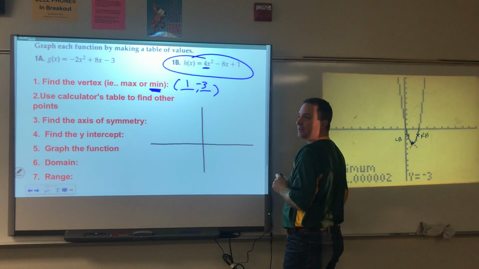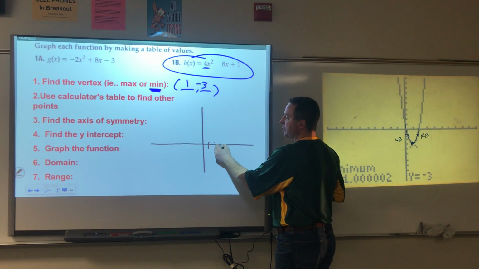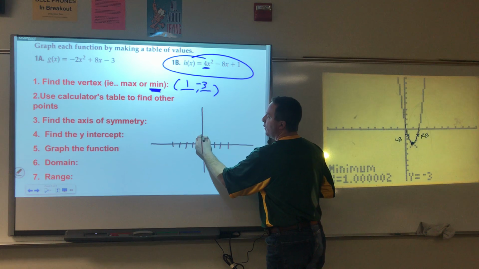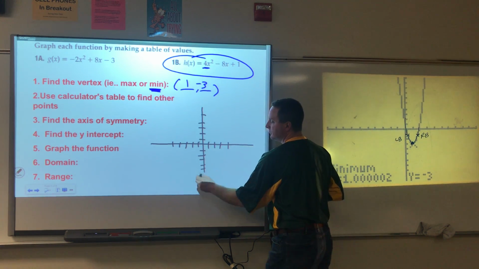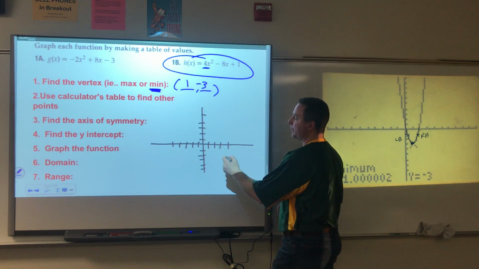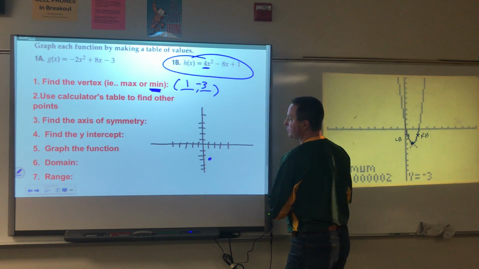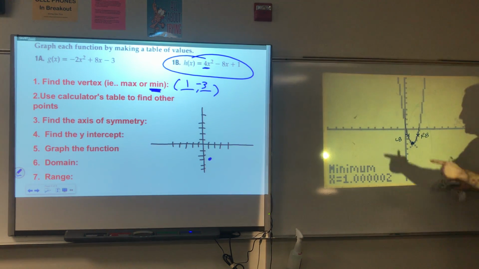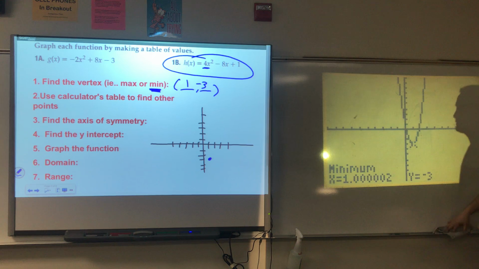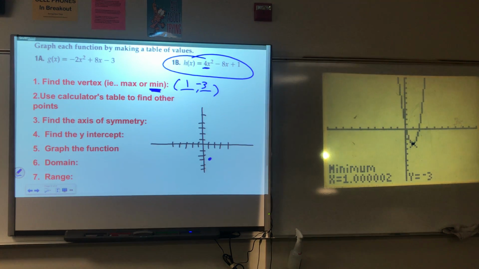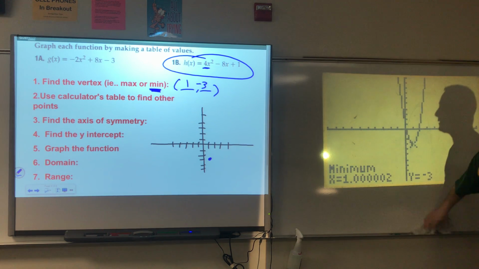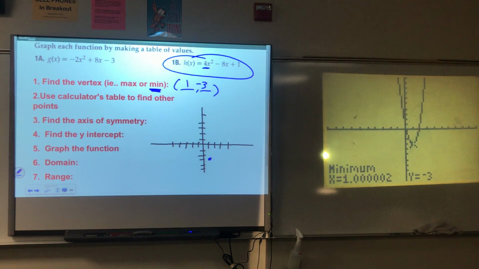And if I was doing this on my homework, I'd grab my graph paper, or I'd make a little sketch here. And I like putting that point in right away. Over 1, down 3, right about there. Okay? And when I ask myself, does my graph paper match my calculator? Does it look like the vertex is at right 1, down 3? It sure does.